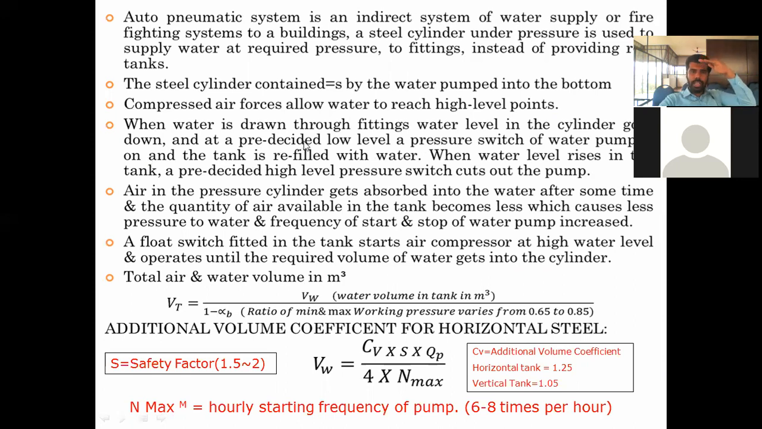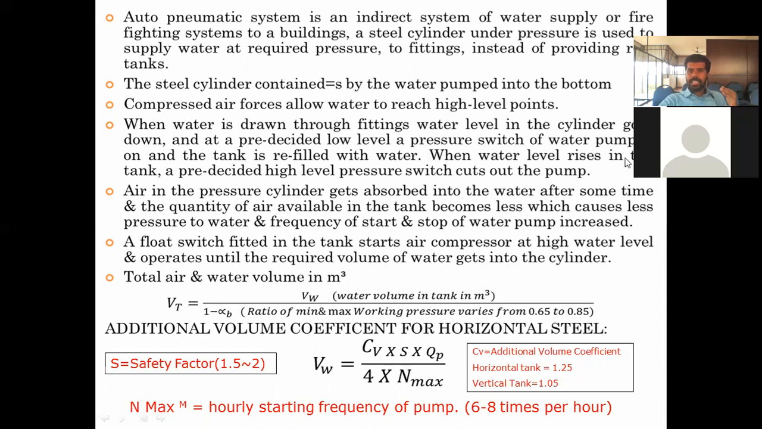Now, at the pre-decided lower level, a pressure switch of the water pump is on. So when the water level decreases to the pre-decided set level, the water pump is on and the tank is again refilled with water. Because the water has been drawn by the fittings, right? So the water level decreases. At the set point, the pressure switch will detect that it has gone beyond that level, so it gives information to the pump to start. It will start the pump and again increase the water level inside the cylinder, and the tank is refilled with water.